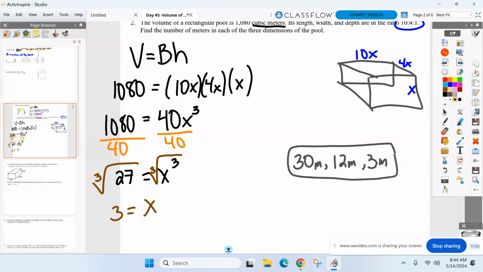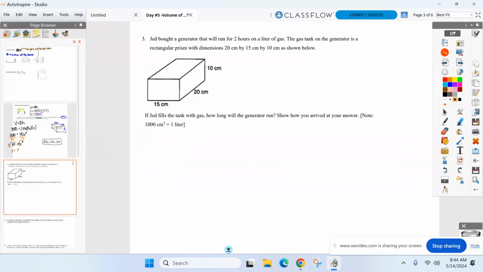I'm going hardcore. All right, let's go. We got Big Jed. Just bought a generator. Power must be going out, huh? You had enough, needed to buy a generator. That bad boy can run 2 hours on a liter of gas. Now we're going liters. Oh, just so happens his generator is in the form of a rectangular prism. Lucky us. All right, he's going to fill this tank with gas. How long is it going to run?